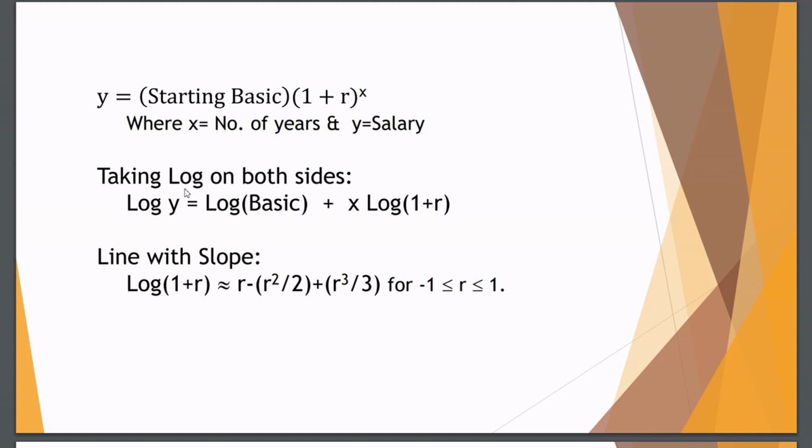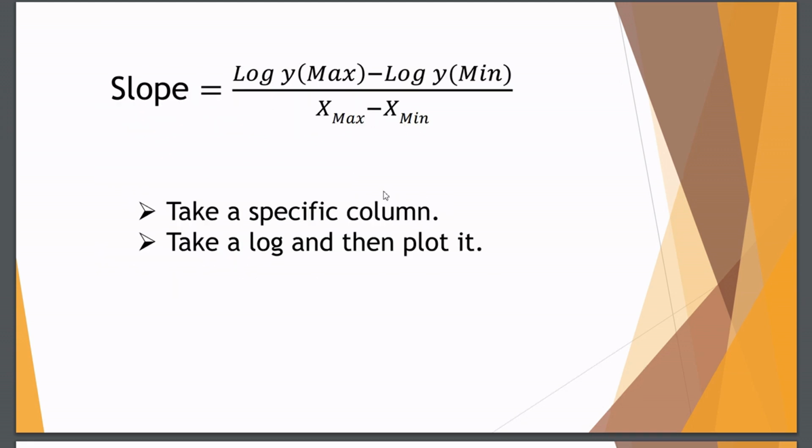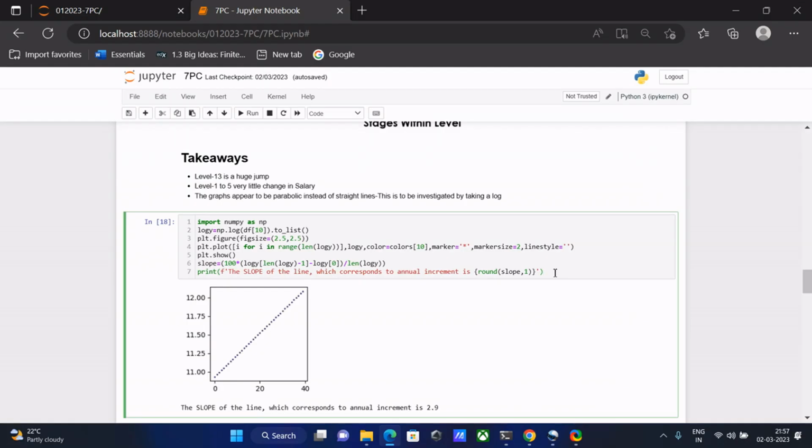If we take a log on both sides, then we would see the term log(1 + r), and log(1 + r) can be approximated as r for a very small value of r. So if this assumption about the salary happens to be true, then the slope of the line would be this, and we should get a straight line plot for the salary in a particular level. To do this, I first take a level which has no zeros, because when you take a log and there's a 0, it throws an error. And when I plot it, it really looks like a straight line.